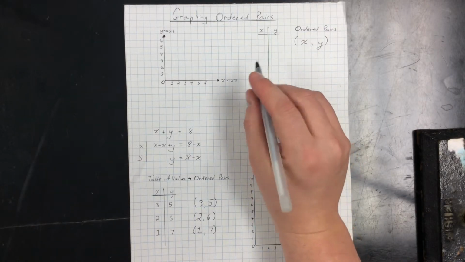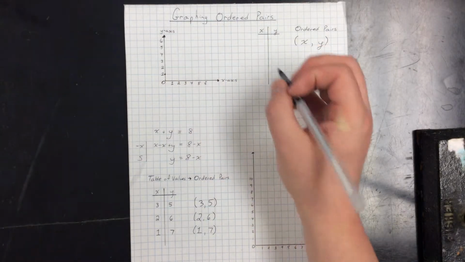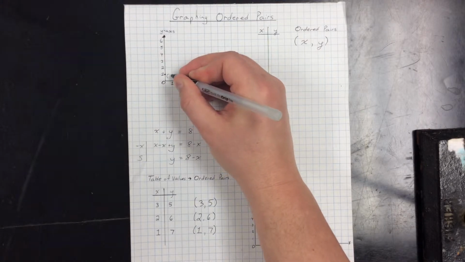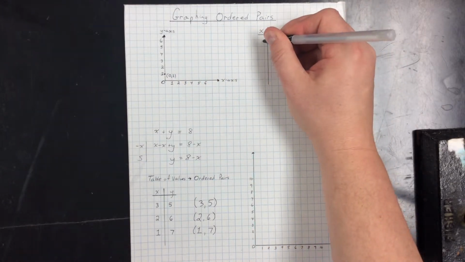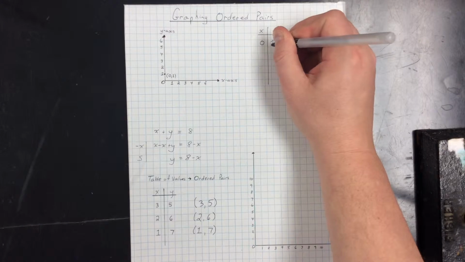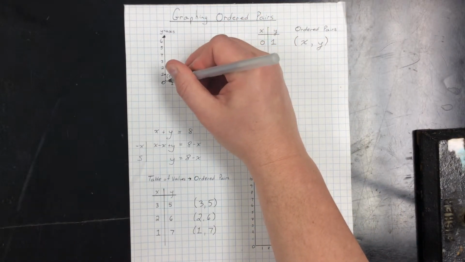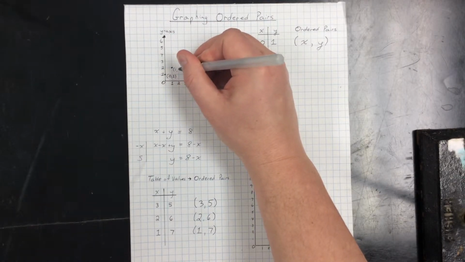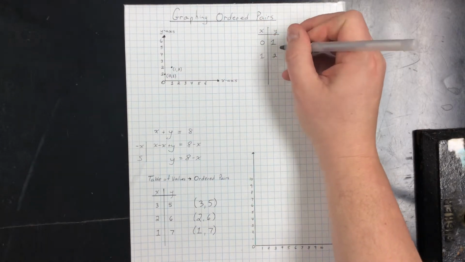So if we had a point there, that's location, if I wrote it as an ordered pair, that's 0 on the x-axis and 1 on the y-axis. Or if it was written in a table of values, it would look like 0 and 1. If I had another point here, this is 1 over and 2 up, or 1 on the x-axis and 2 on the y. So 1 and 2.